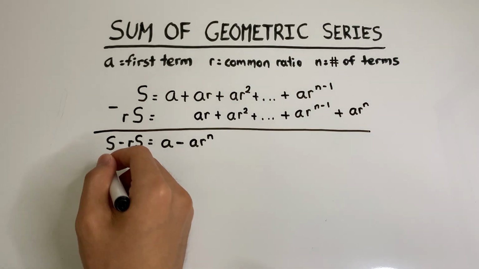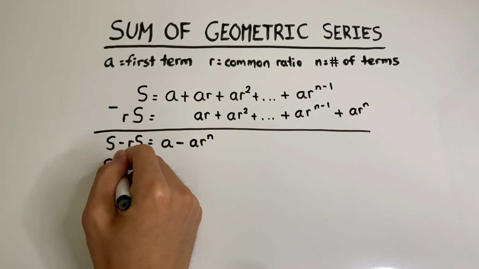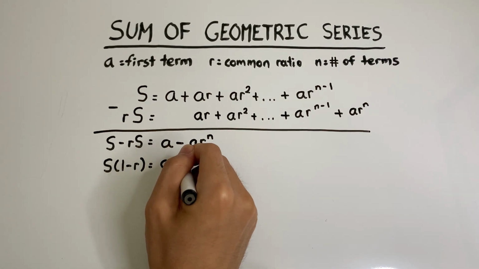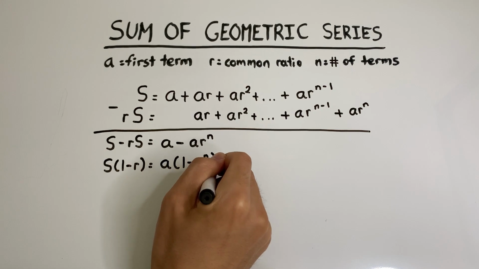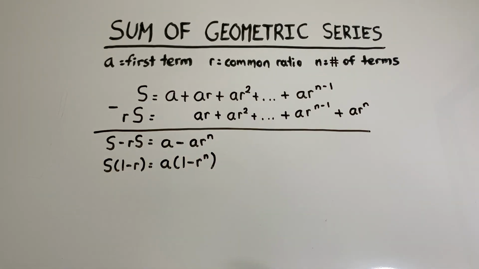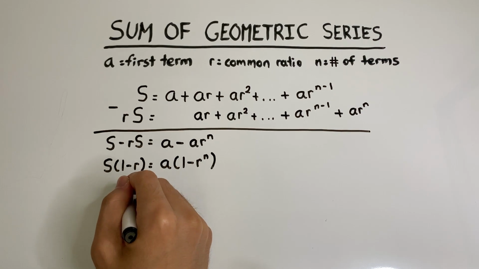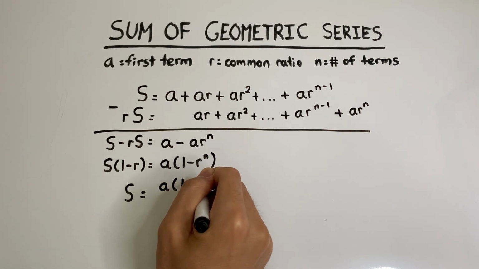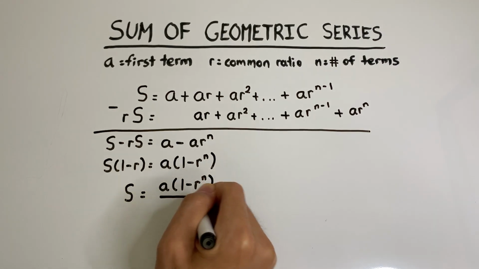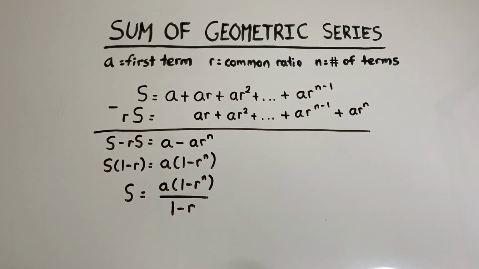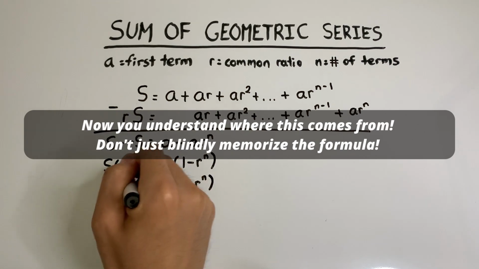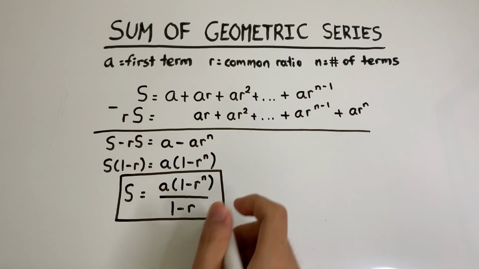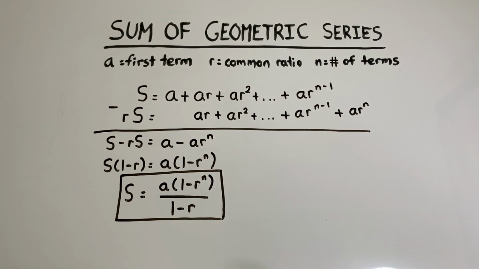And from here, we can factor like this on both sides. And of course, since we want to find s, we can divide both sides by 1 minus r to get this formula that many people are very familiar with, but very few understand where it actually comes from. But now you do, because you just saw the whole process.